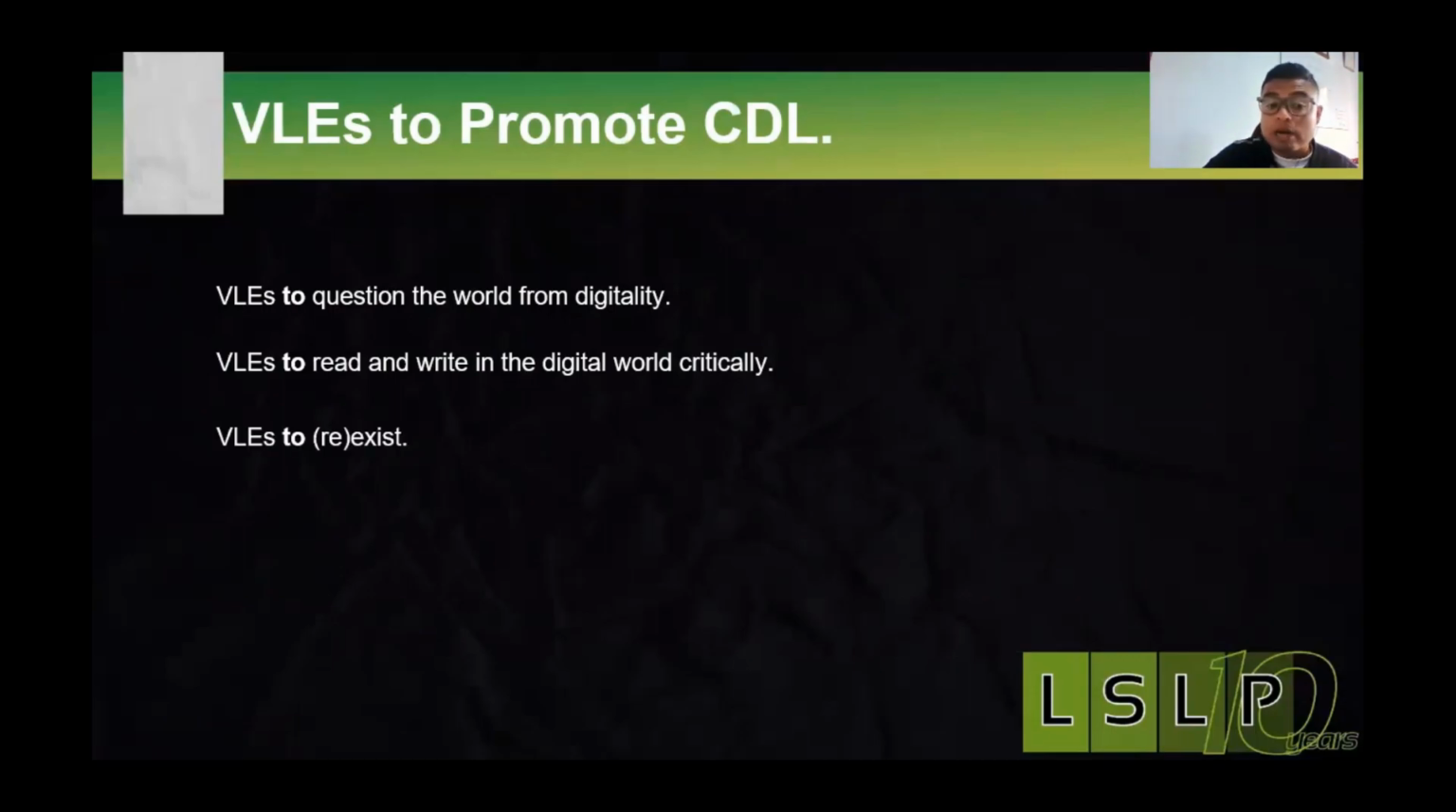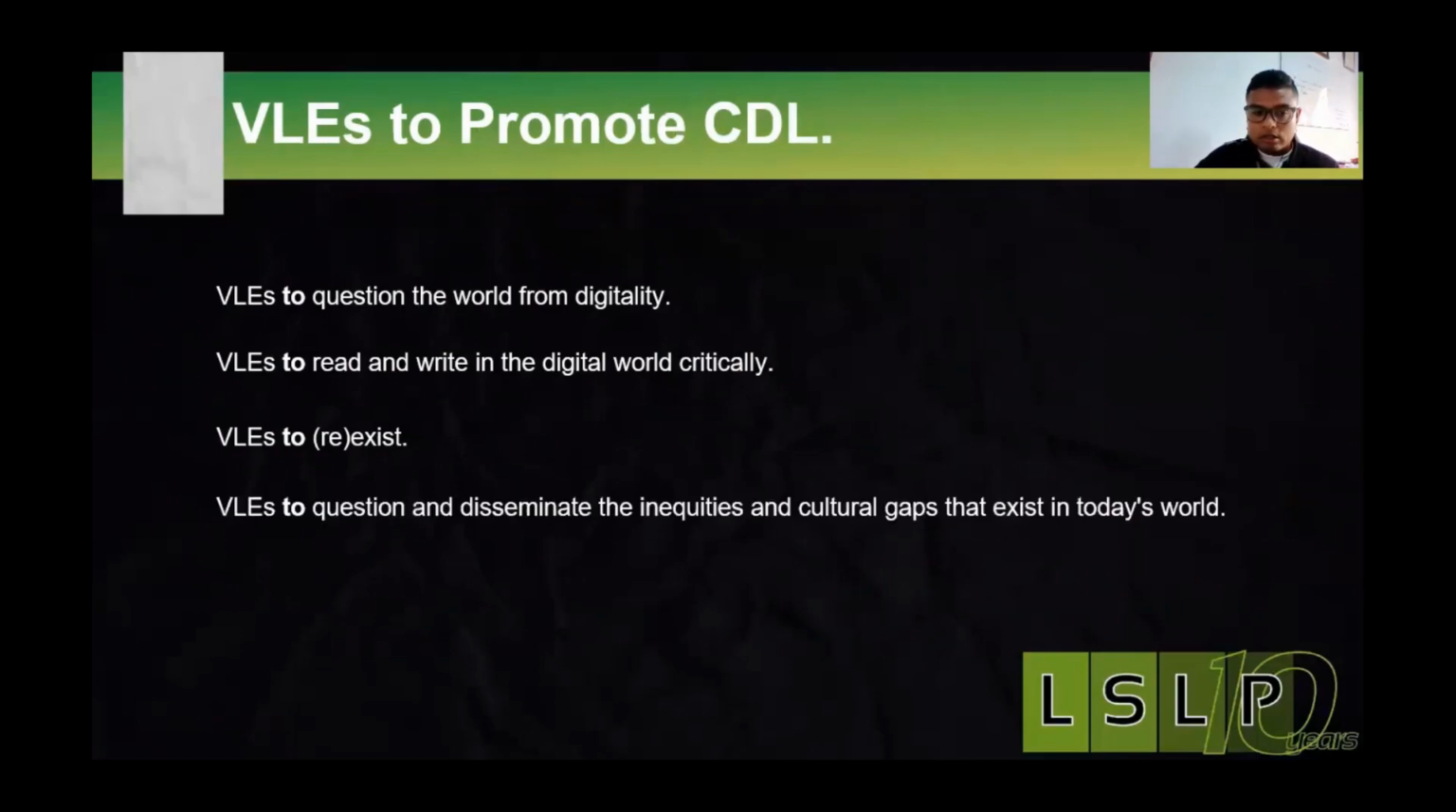Also, we could have virtual learning environments to reassess, because when we have a virtual learning environment, we have a channel to communicate, to raise our hands, to express our feelings, our emotions. So, to reassess. Also, we could design virtual learning environments to question and disseminate the inequities and cultural gaps that exist in today's world. Remember that CDL, critical digital literacy, also gave us the possibility to reflect about the inequities that we have inside our context or in other contexts. When we have a virtual learning environment with this principle, it becomes a strategy to develop critical digital literacy. We design a virtual learning environment, but we also know the reasons for which I am designing it.